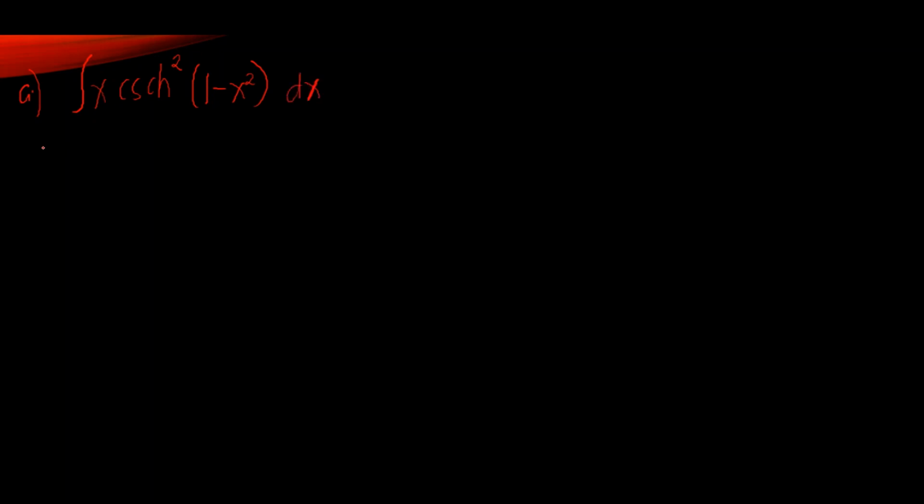Okay. So, sa formula sheet ninyo, the integral of cosecant hyperbolic squared u du is equal to negative cotangent hyperbolic u plus c. Okay. So, ito yung integration ng cosecant hyperbolic squared u du dito natin. Okay. So mag-let u tayo.